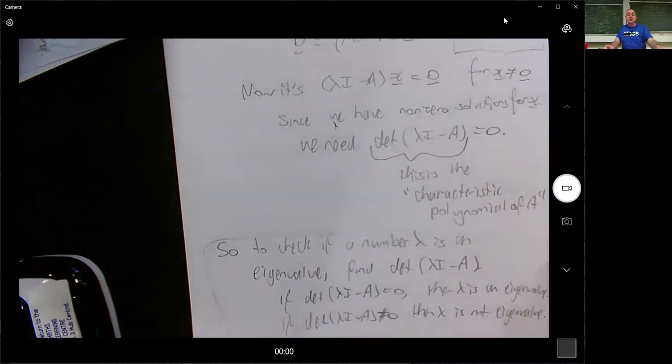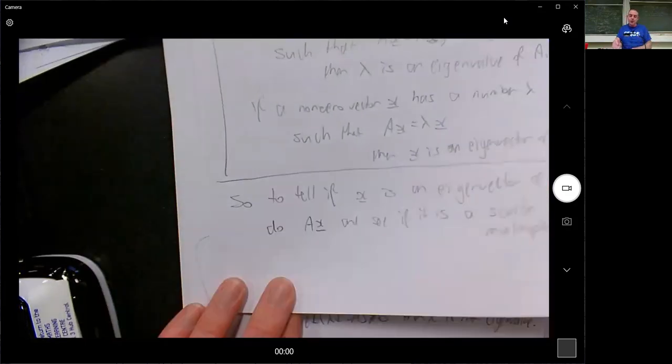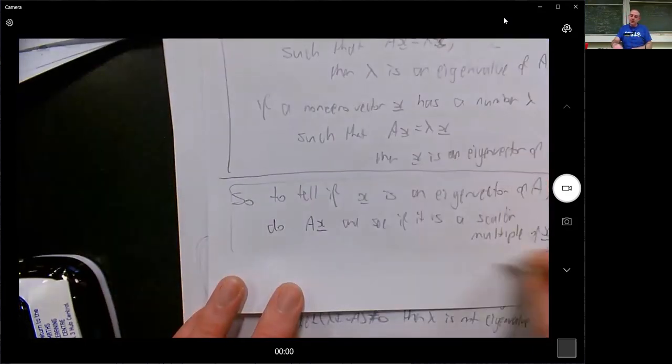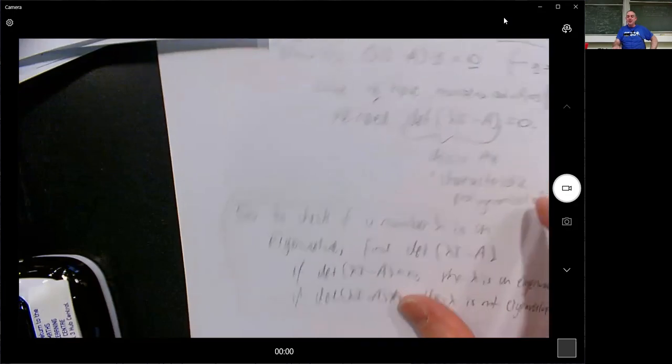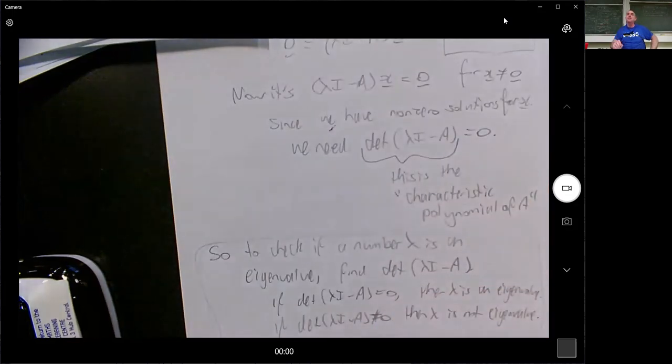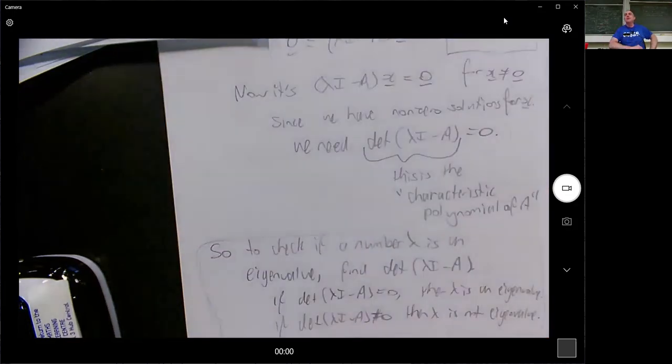You could imagine an exam question that said, suppose for the matrix A, det of lambda I minus A is this formula. And then they said, is the number 3 an eigenvalue? And you can sub it in, and if it comes out to 0, it is, and if it doesn't come out to 0, it's not. Ta-da. You don't even have to be told the matrix to be able to decide.